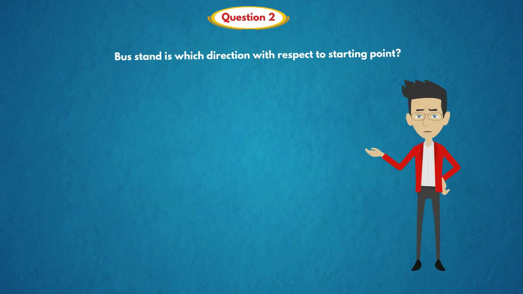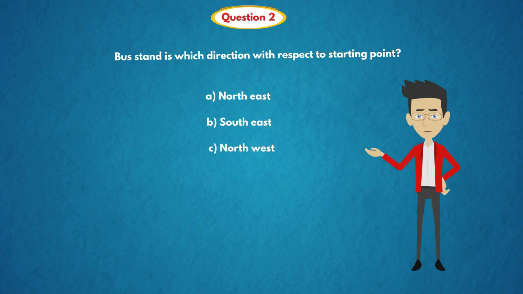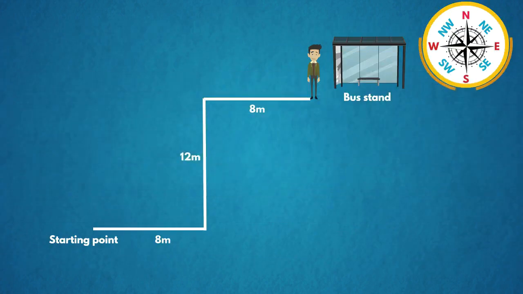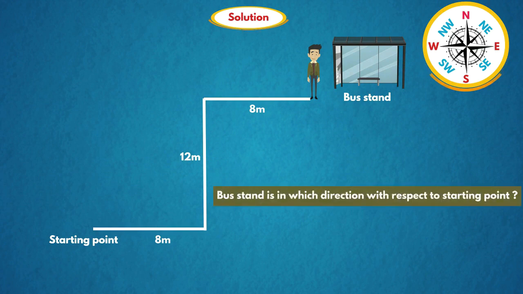Question number 2. Bus stand is which direction with respect to starting point? Options are option A, northeast, option B, southeast, option C, northwest, option D, southwest and option E, none of these. Let's see the solution. Here in the question they are asking, bus stand is in which direction with respect to starting point?